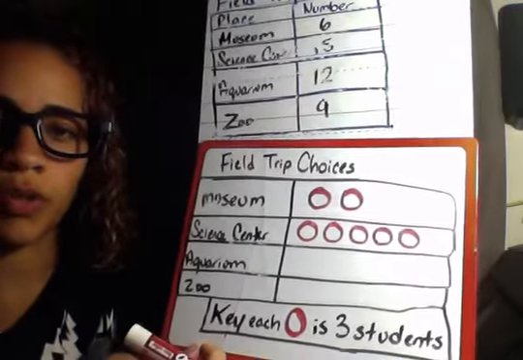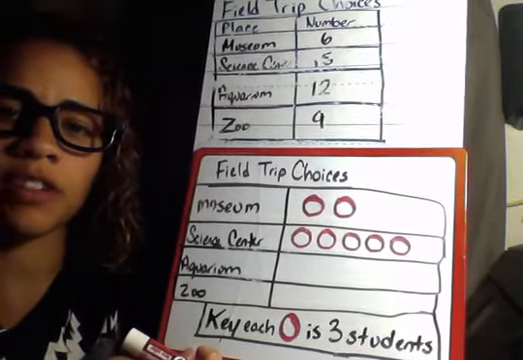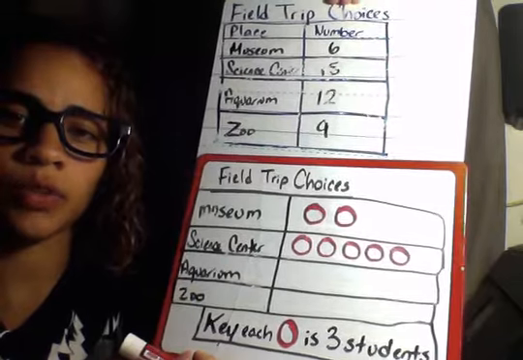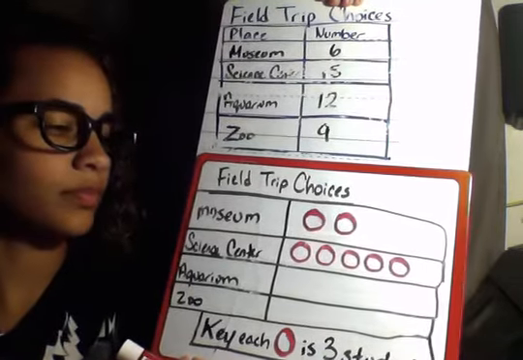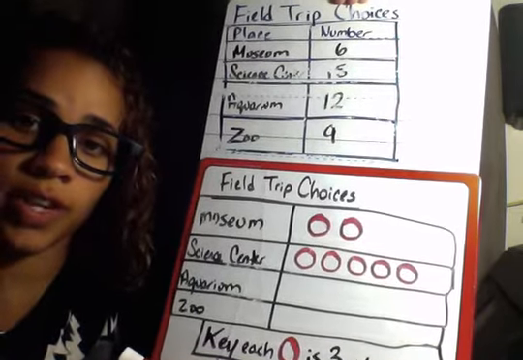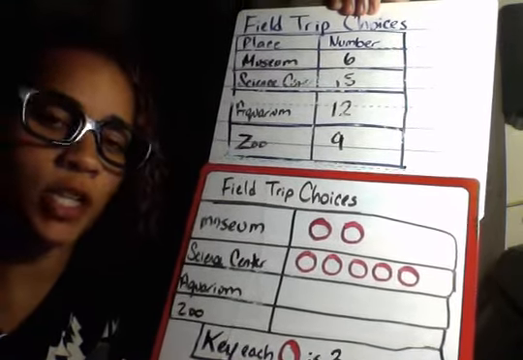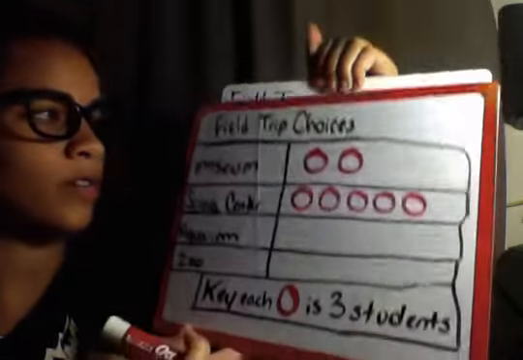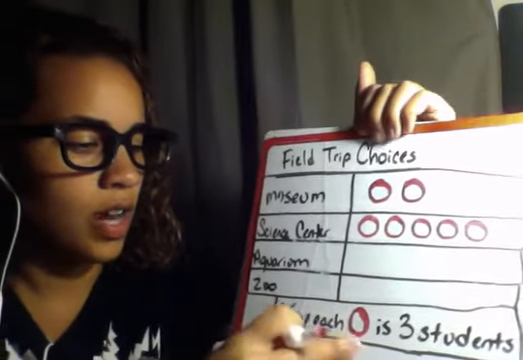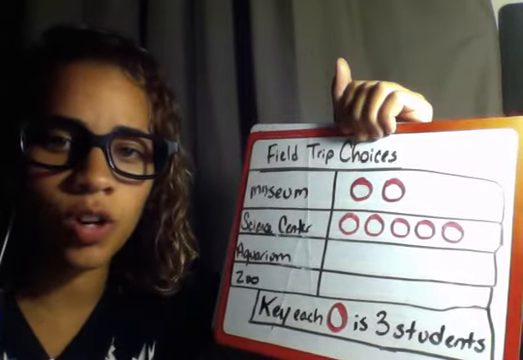What about the aquarium and the zoo? Can you figure out the aquarium and the zoo? Stop the video right now and try to fill it in, okay? And then we'll do it together. Did you try it? Are you being honest? Well, alrighty then, let's try it out. So aquarium has 12, right? So how many circles did you think we were going to draw?